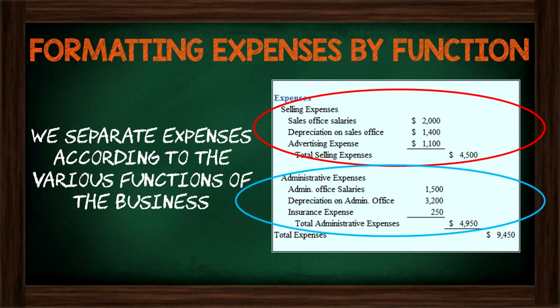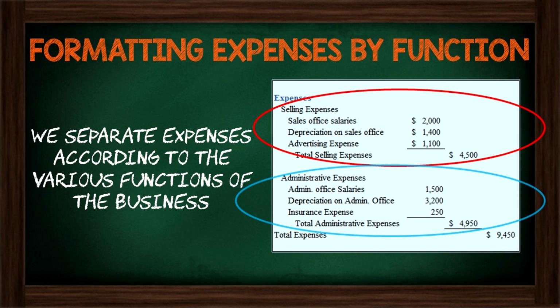Same thing for depreciation. We no longer have just one depreciation account reported by nature, right? Now we have two depreciation accounts. Again, one pertaining to the selling division, amounting to $1,400, and one pertaining to the admin division, or the admin function, amounting to $3,200. Advertising expenses, however, we still have one account because advertising only related, in this case, to the selling function. We didn't use advertising over in the admin division. We use advertising to sell our product. So we're only going to report that under the selling function area of our expense section. So therefore, in that area, we have advertising expenses listed at $1,100.